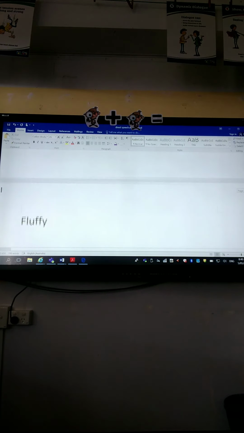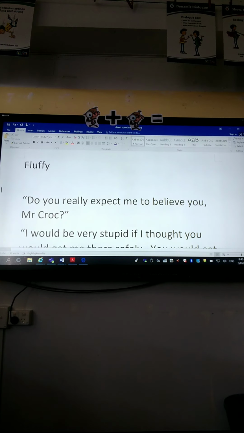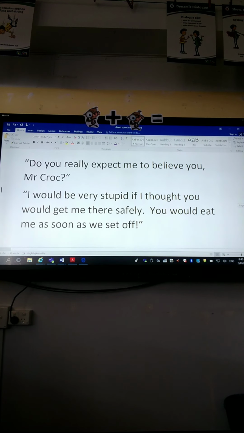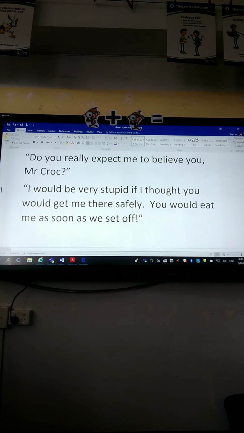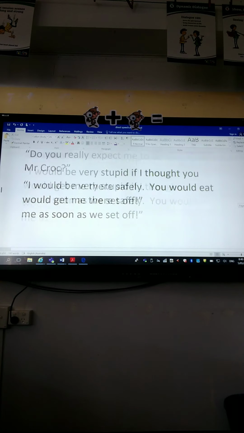Now let's look at the cat. Let's give the cat a name. It's called Fluffy the cat. Now, let's have some speaking verbs here, or some direct speech. How might the cat reply? Do you really expect me to believe you, Mr. Croc? I would be very stupid if I thought you would get me there safely. You would eat me as soon as we set off.